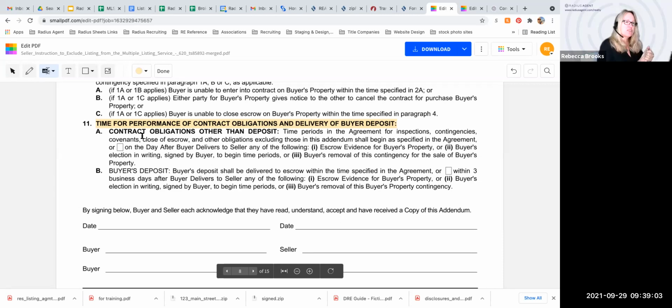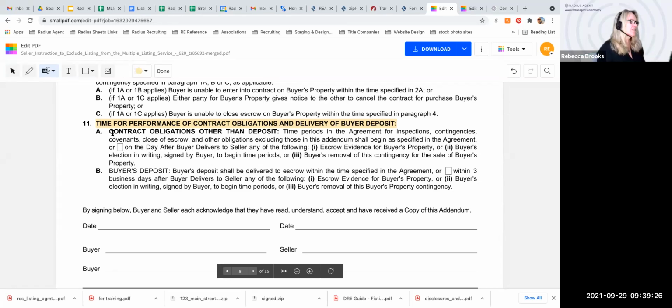Or when does your inspection timeframe actually start? Are you going to go forward with this transaction in these timeframes and start immediately doing your inspections? Or are you going to wait until that buyer's exiting property is in escrow? Okay, so you have to determine when the timeframes are going to start.